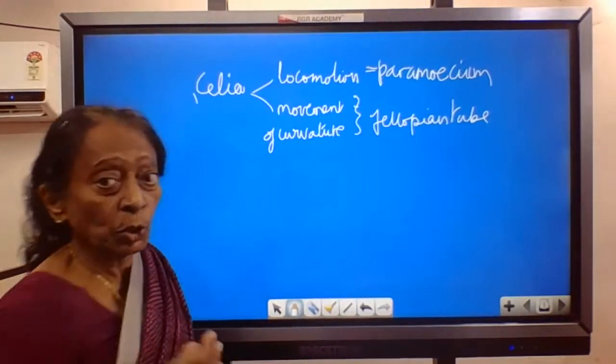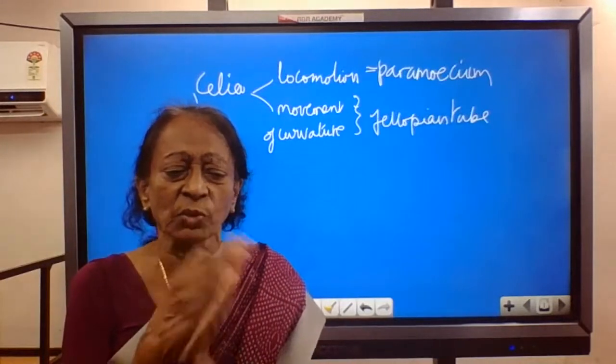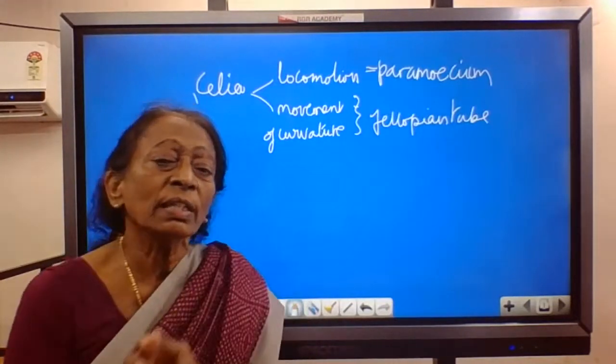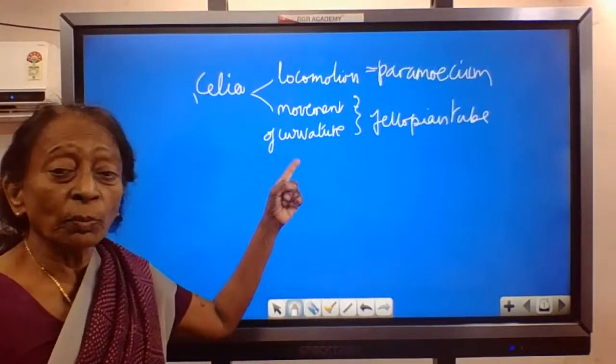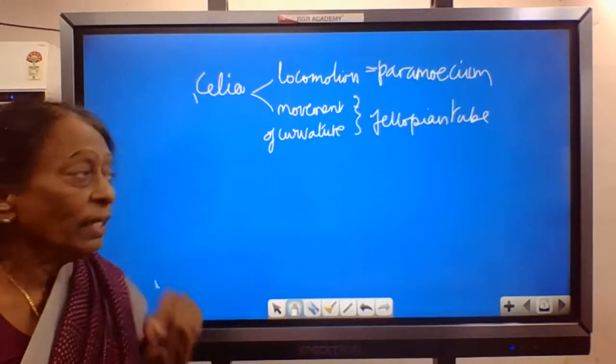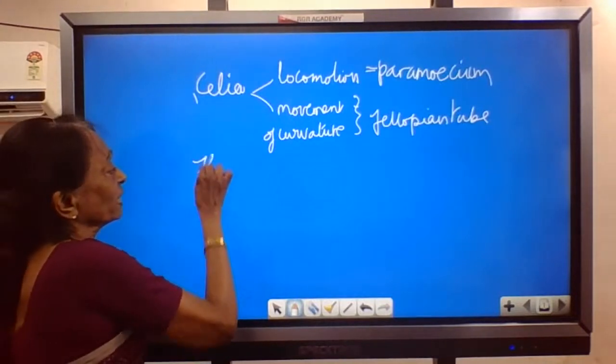So in all these movements, the cells have fixed cilia; this is the movement of curvature. The cells do not move. The cilia are not stiff, so they move. That's what you mean by ciliary movement. So the organs which help in locomotion can help in the movement of curvature also. Alright, now the next one, flagellar movement.